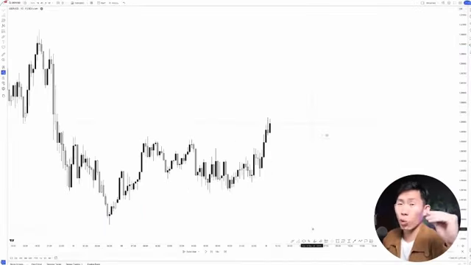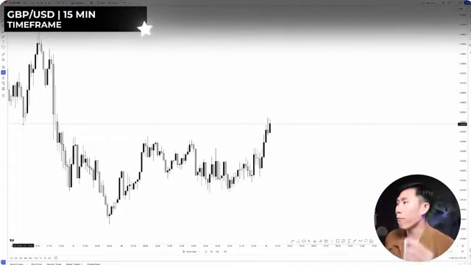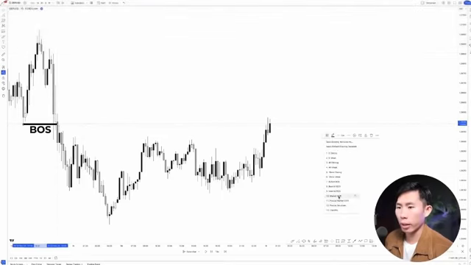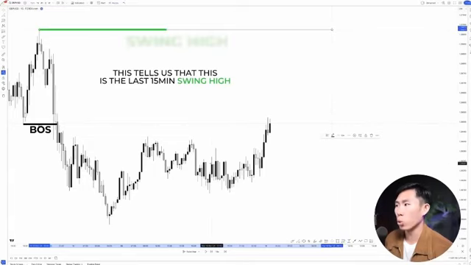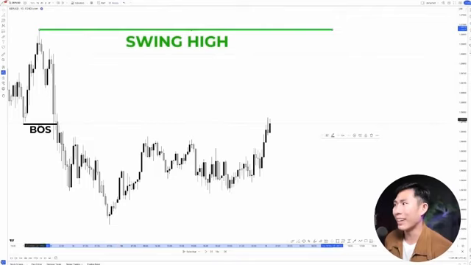Instead of me yapping, why not I just go onto the charts and show you how it's done, alright? So right now we got GU on a 15-minute time frame. The first thing you want to do is to map out your structure. So over here we got a break of structure to the downside, and this tells us that this is that last 15-minute swing high.